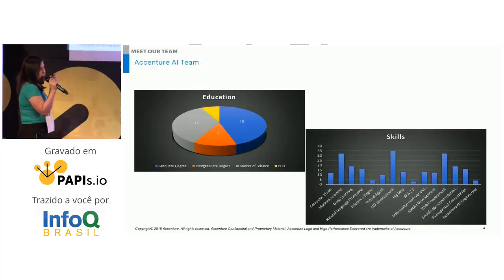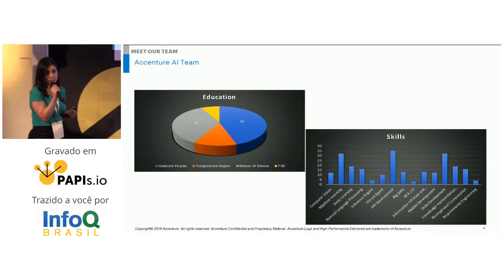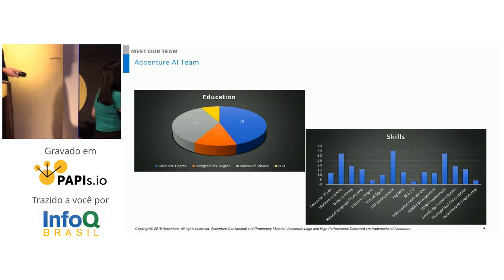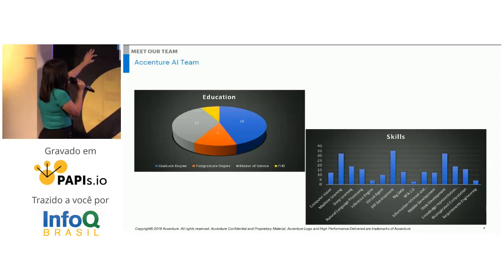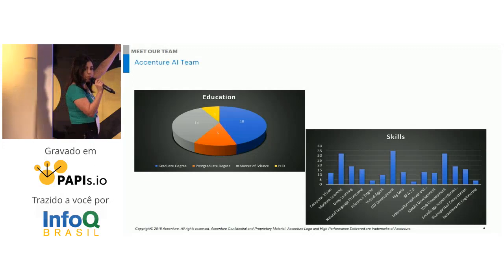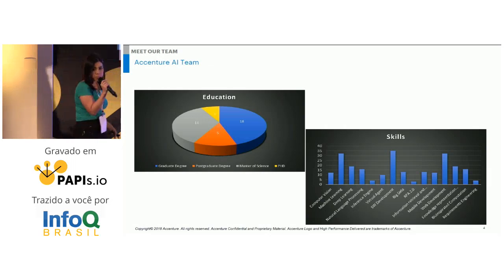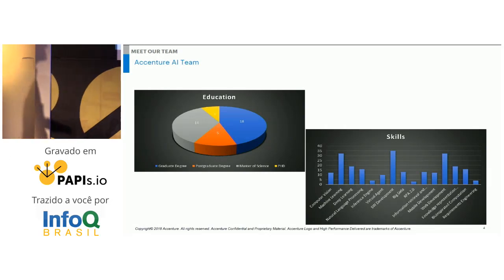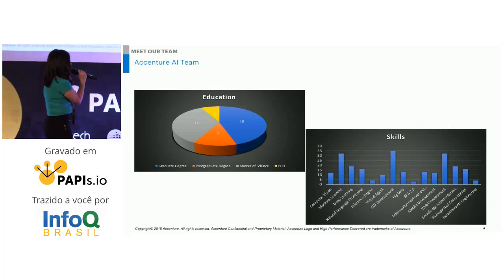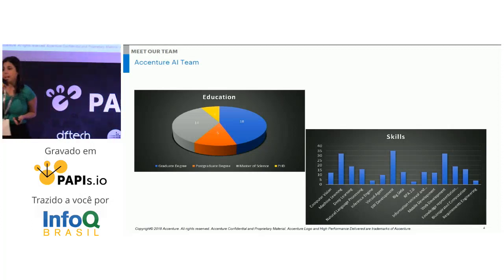So this is a bit of our team. By the way, it's an exciting and amazing team. So it's a number of people according to the education of our team, the artificial intelligence team. The number of people with graduate degree, Masters of Science, PhD, and so on. So we can see here that we have some kinds of skills. We have people working towards computer vision, machine learning, deep learning, natural language processing, inference engine, virtual agent, and so on.